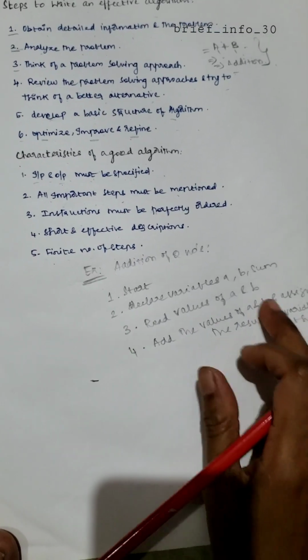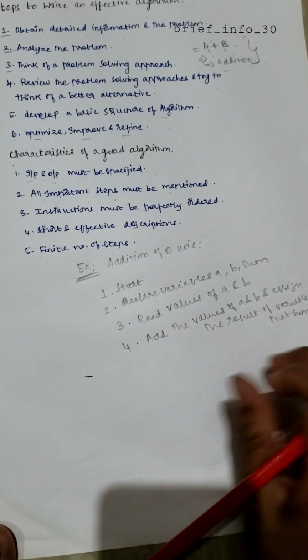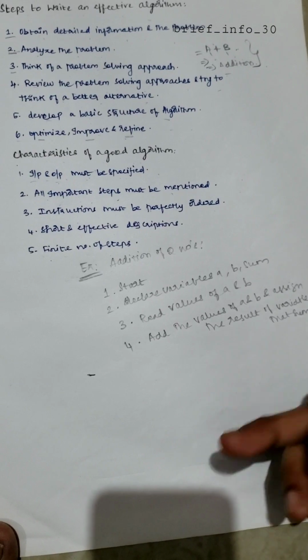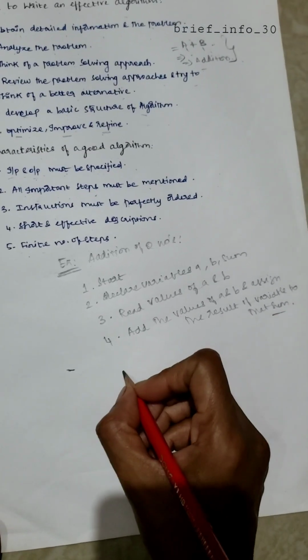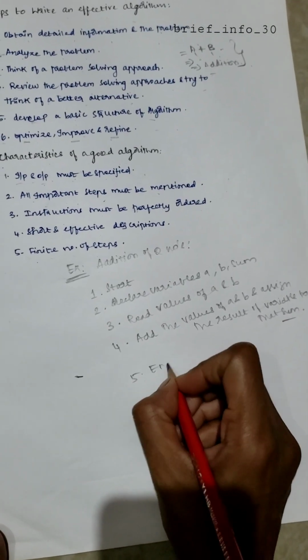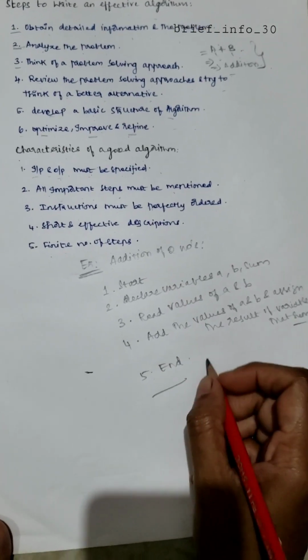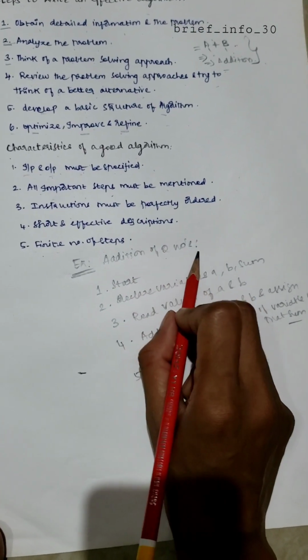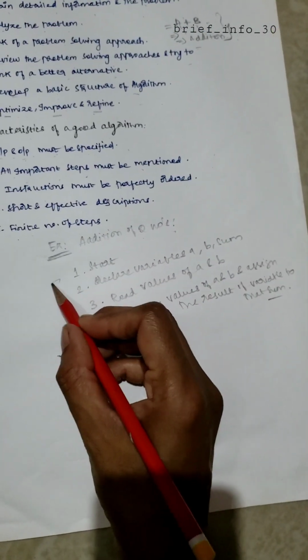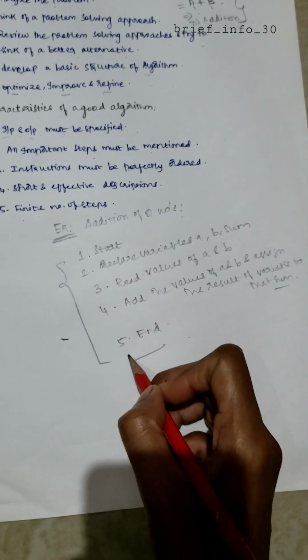So you will be adding all this in the programming part, like you will be adding the value to the sum part, everything. So finally you need to end the algorithm. So this is the basic addition of two numbers. So in this way you will be writing an effective algorithm.